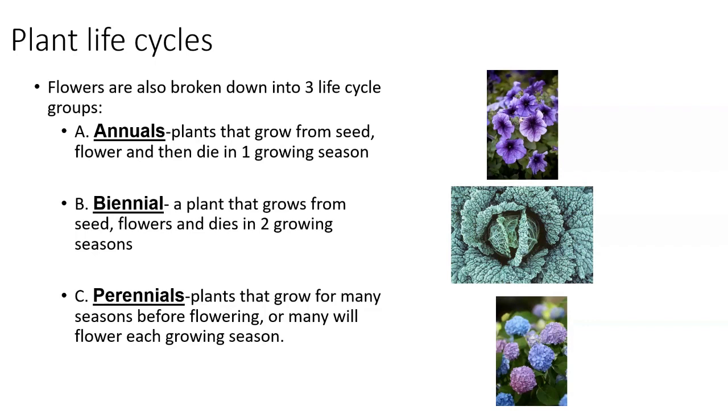Perennials can be either classic flowers, they can also be shrubs, and they can be trees. These are plants that grow for many seasons before flowering, or they will actually flower each year. Oftentimes, they will go through a season, grow vegetatively, put on flower, put on fruit, and then go dormant during the harshest time period of the season.